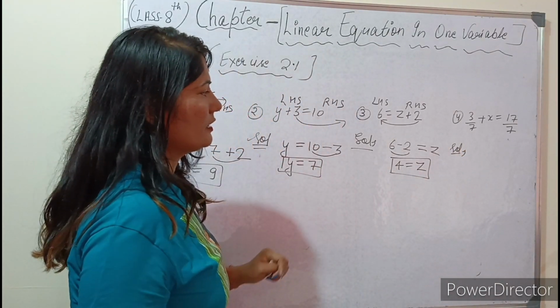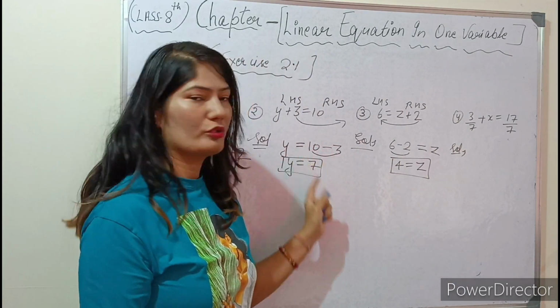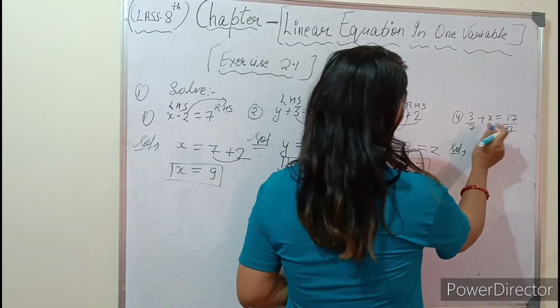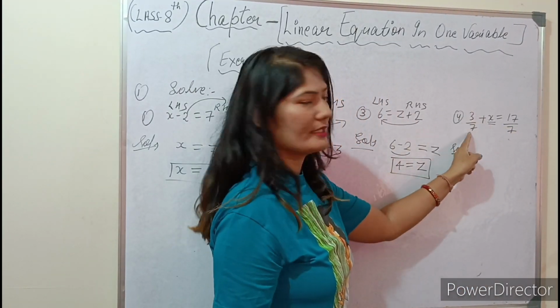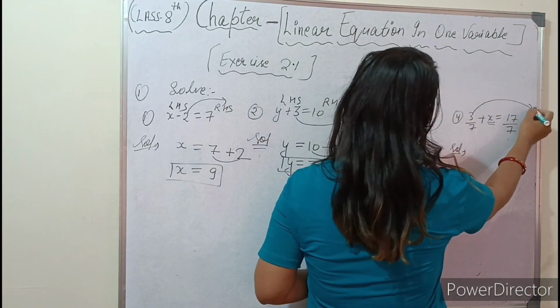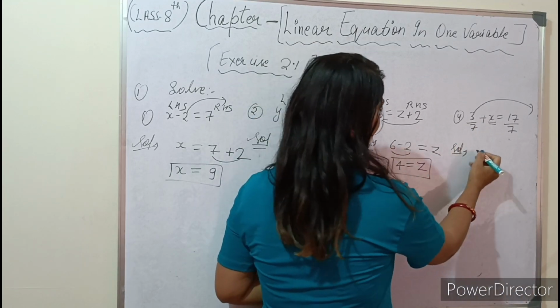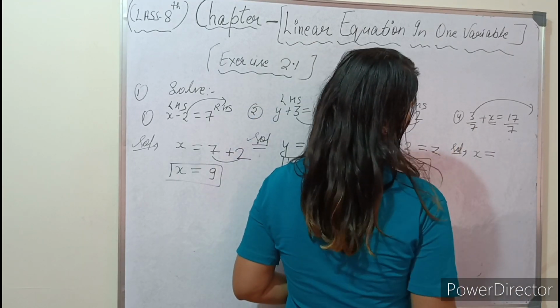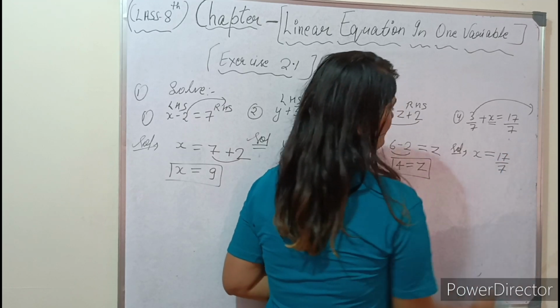So here you can see all the numbers are given in the fraction form, right? But you have to follow the same rule. Same here, there is only one variable x. So with x there is 3 by 7. So step number 1 is you will shift this 3 by 7 to the RHS side. So what is left here? X. So write x as it is, equals to, in the RHS side 17 by 7 is already.